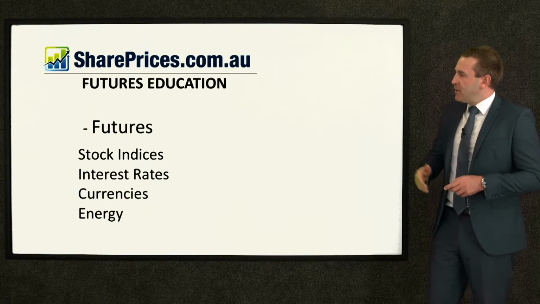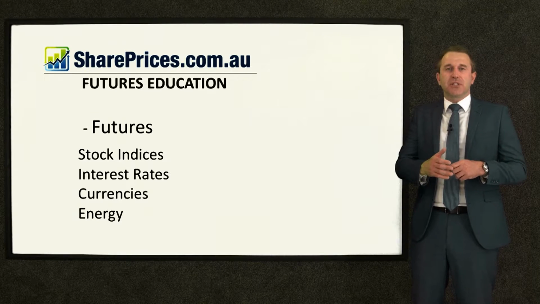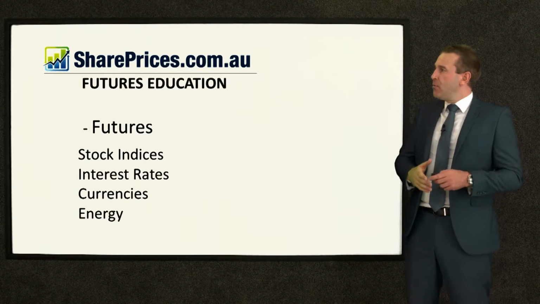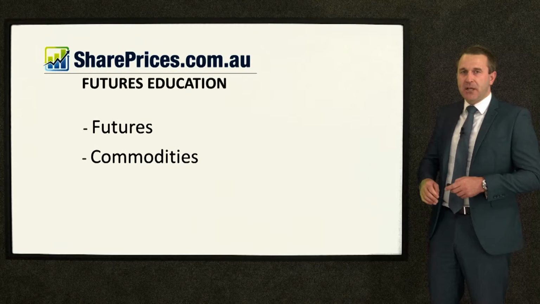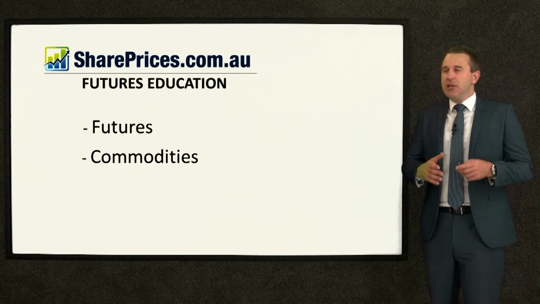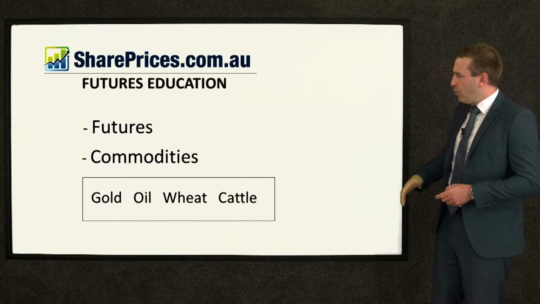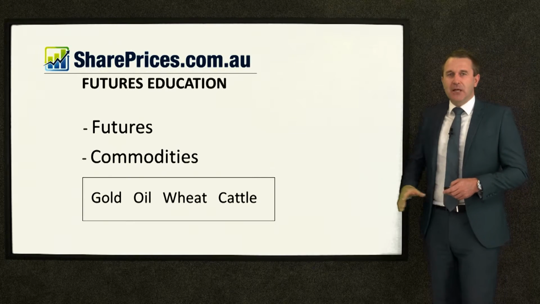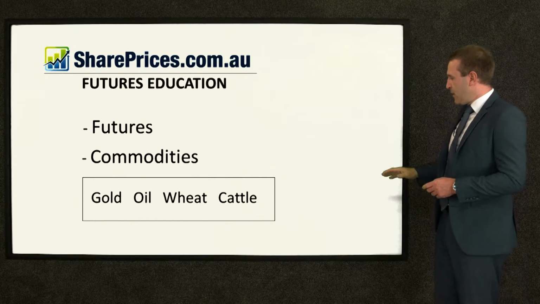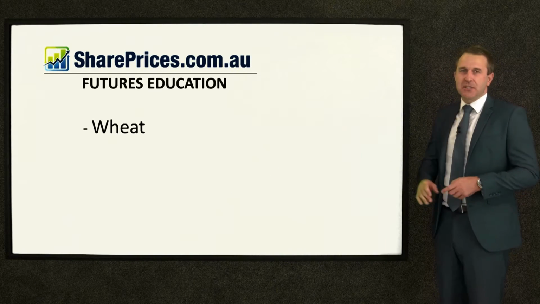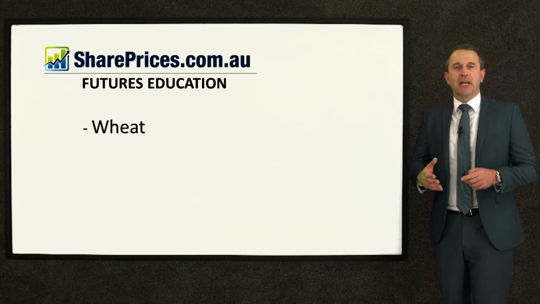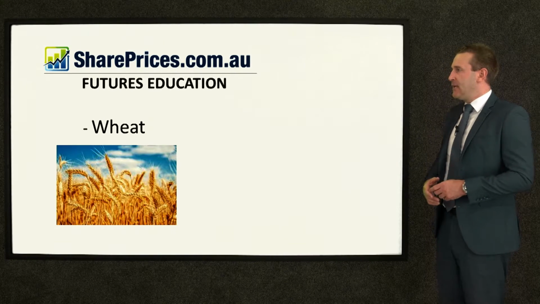Now we'll also have a look at energy. Different energy sources can be traded as well on the commodities market. And let's have a look at some of these commodities on the futures market that you can trade, and you may have heard of. We're looking at gold, oil, wheat and cattle. A couple of good Aussie tradable commodities there. And let's stay with wheat for example here and show you how it can be traded as a commodity on the futures market and how you buy that contract.